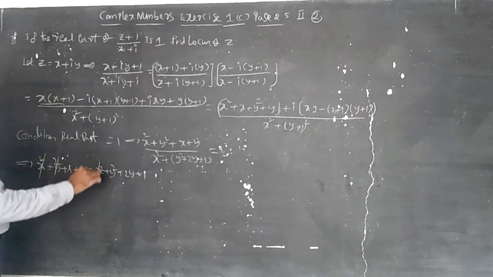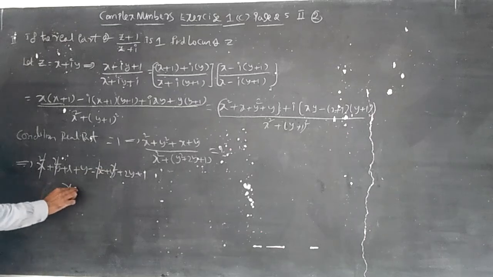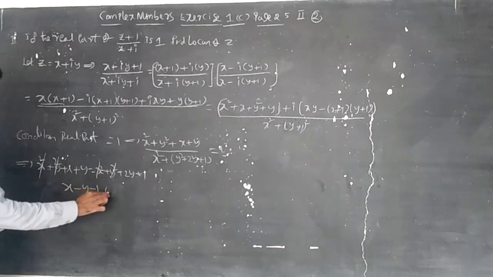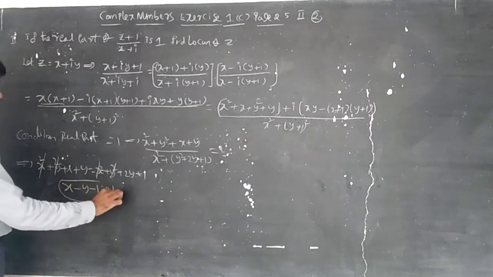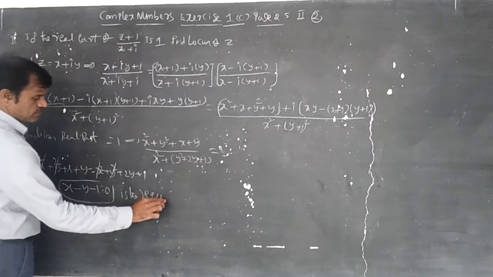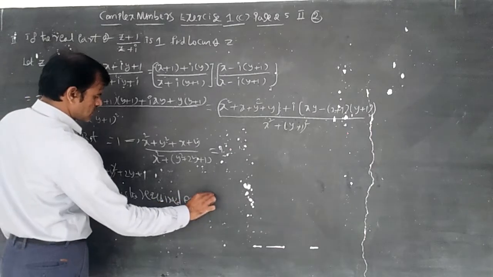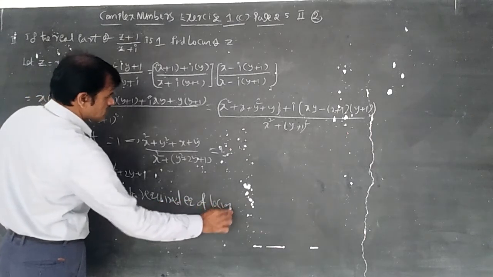x square, y square, everything gets cancelled. That 2y taken this side, it becomes x minus y minus 1 equal to 0, which is the required equation of locus.